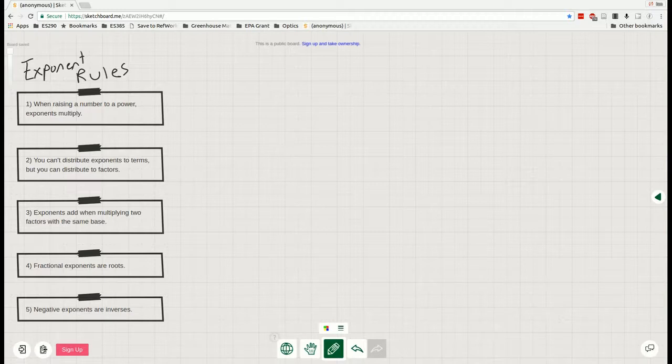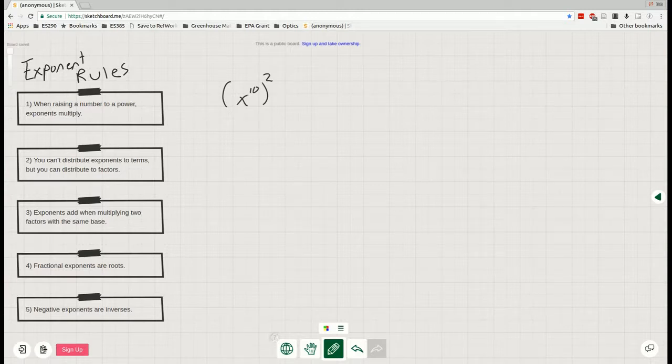And the first rule is when raising a number to a power, exponents multiply. All right, what do I mean by this? Well, examples are always good. So we've got x to the 10th. And let's say we want to take this value and square it. Okay, x to the 10th to the second.